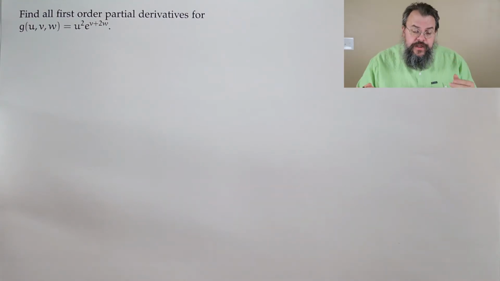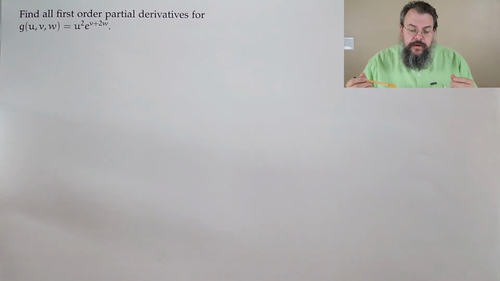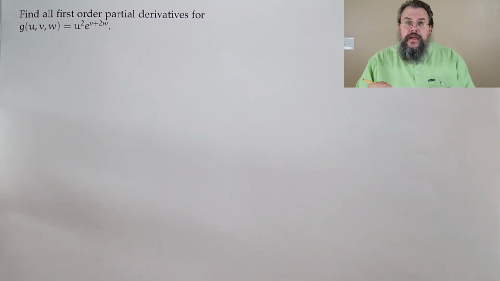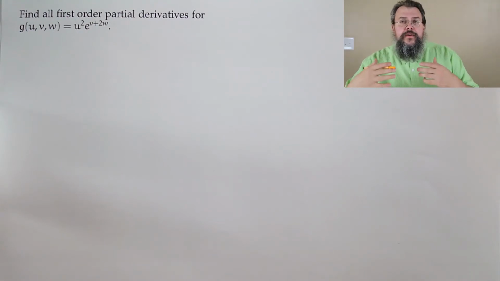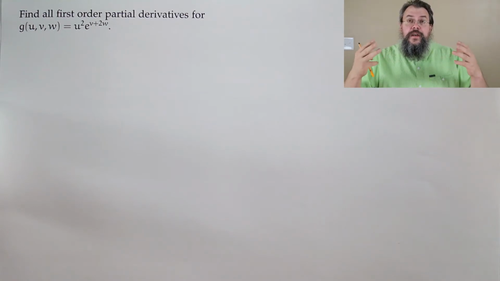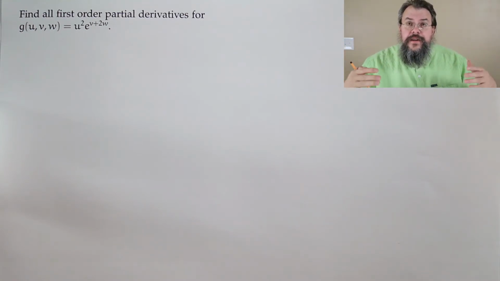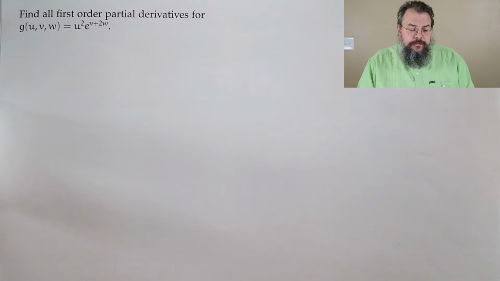All right, our first problem. Find all first order partial derivatives for g of u, v, w equals u squared e to the v plus 2w. A nice little warm-up. And this is just a reminder, look, you can have more than two variables. You could have 3 or 7 or 20, any number you want. Same processes work.